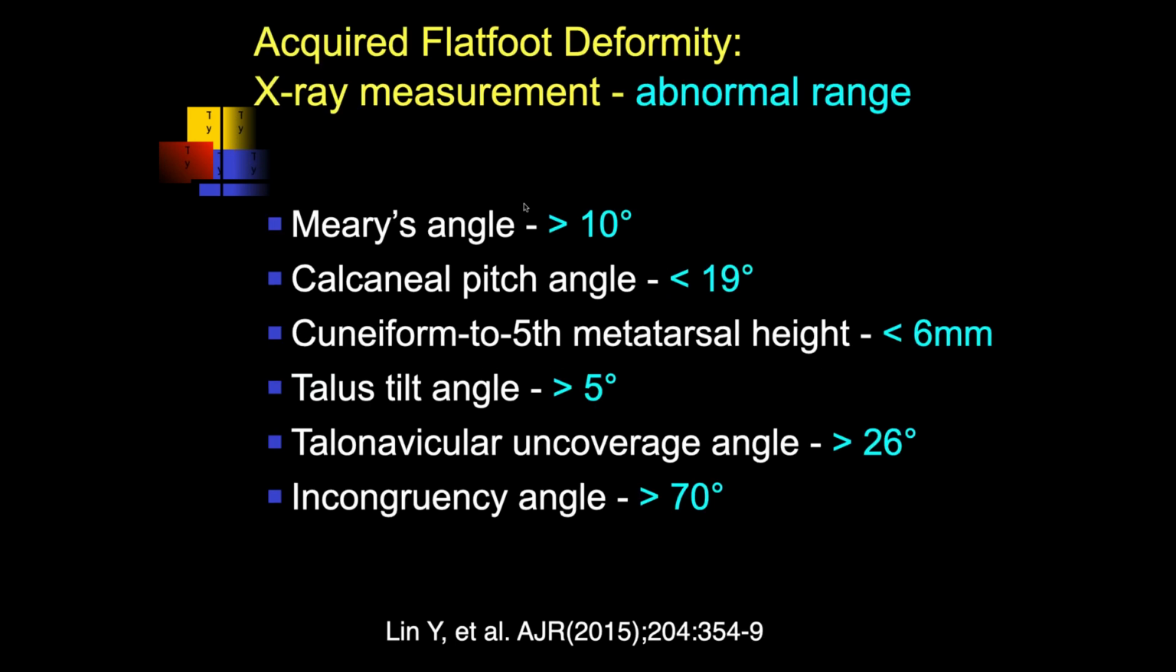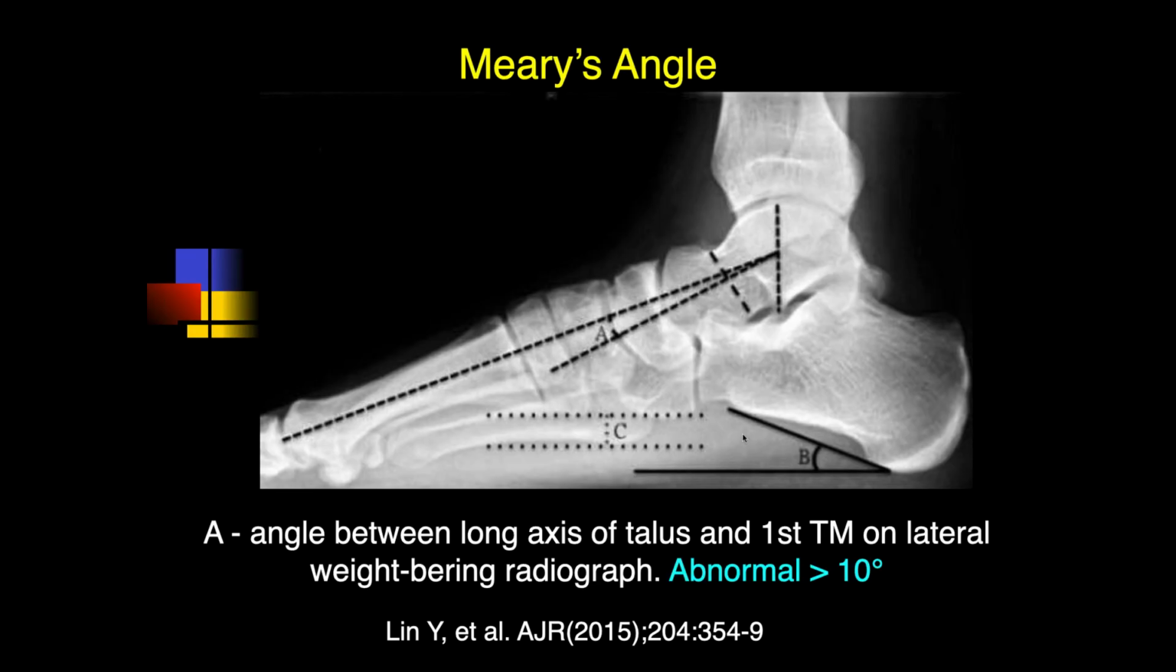There are a number of measurements that have been described in plain X-rays to look at this. One is the Meary's angle. The other one is the calcaneal pitch angle. Cuneiform to fifth metatarsal height, talus tilt angle, talonavicular uncoverage angle, and the incongruency angle. I'm just going to go through these, but I'm not going to spend enough time for you guys to really memorize them. I really don't use them, but if you're reading plain films and you happen to be in a practice where you work a lot with foot and ankle surgeons, these may be things that you'll have to think about.